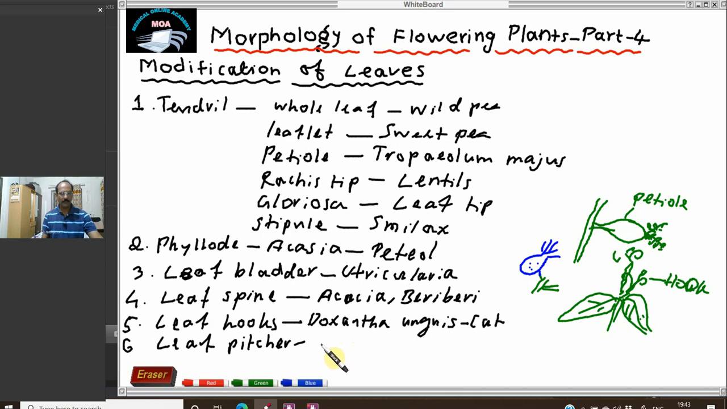because these plants are growing in areas where the nitrogen in the soil is very low. So to maintain the nitrogen level, these plants will eat the insects, and the insect will be digested and the plant will get the food. An example for that is Nepenthes. Okay.